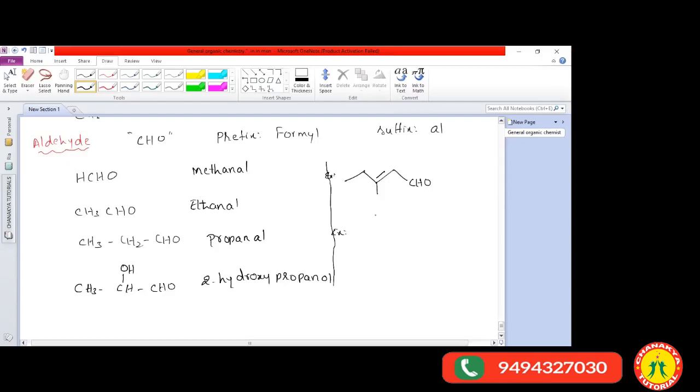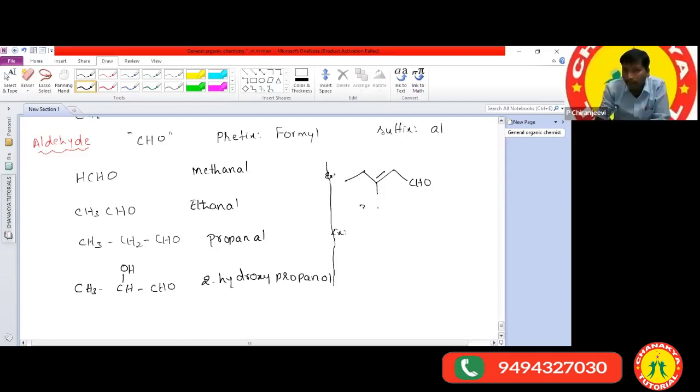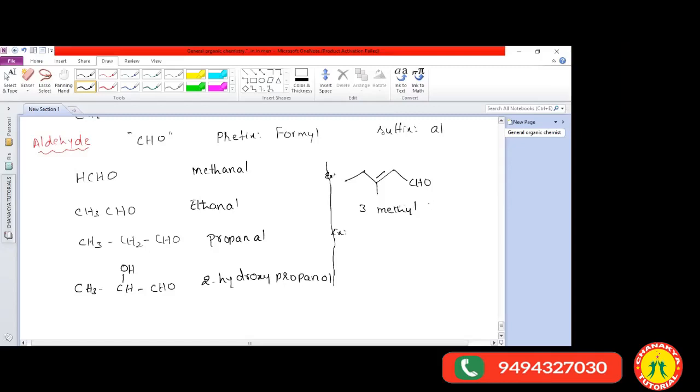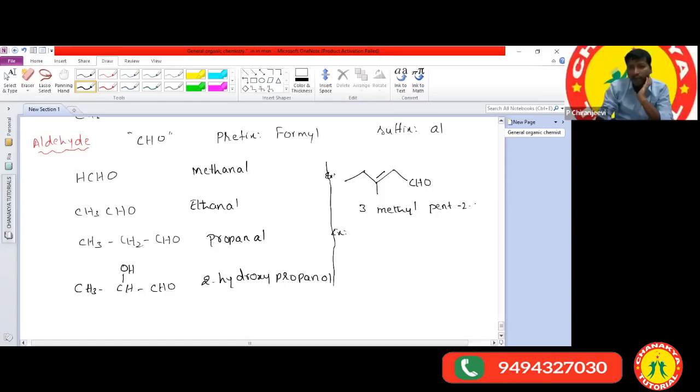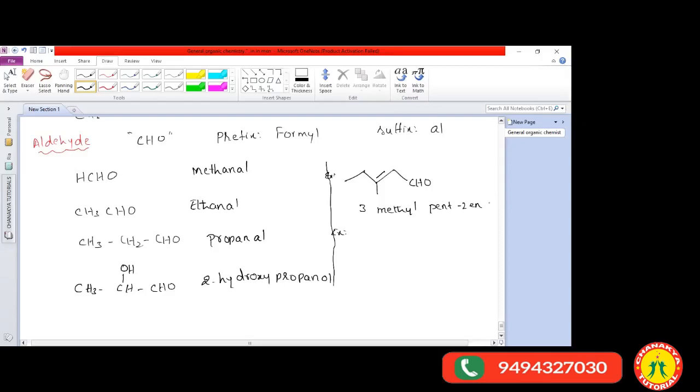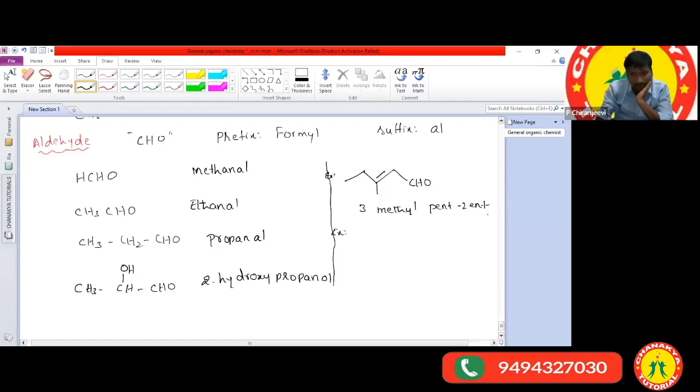3-methyl pent 2-ene 1-ol. Is it correct, Aditi? 3-methyl pent 2-ene 1-ol. Is this correct?